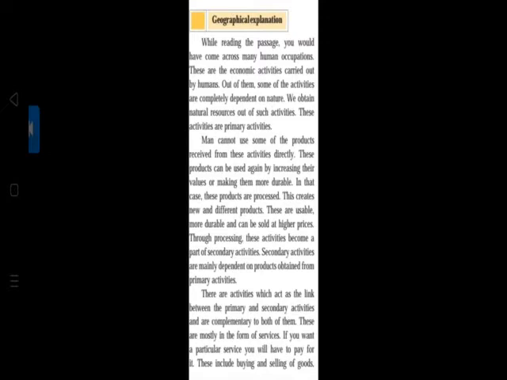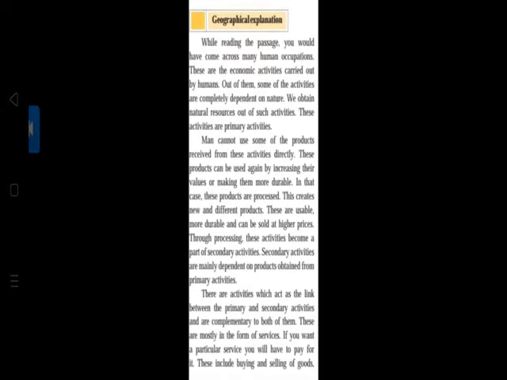These products can be used again by increasing their values or making them more durable. In that case, these products are processed. This creates new and different products. These are usable, more durable, and can be sold at higher prices. Processing these activities becomes a part of secondary activities. Secondary activities are mainly dependent on products obtained from primary activities.